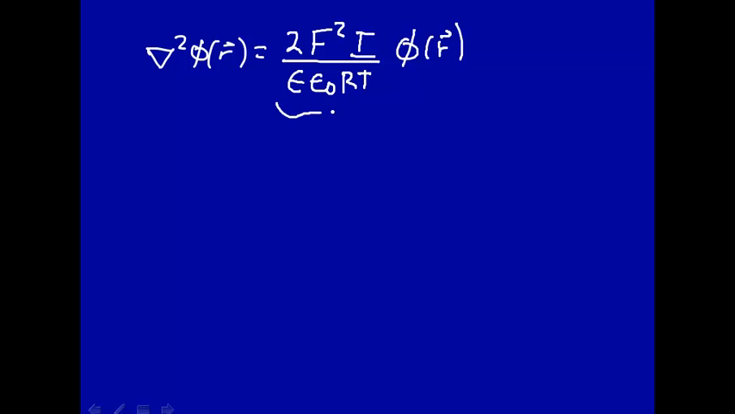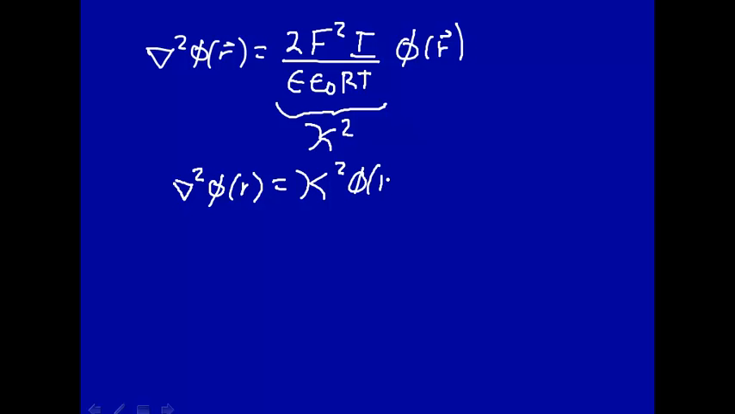And let's further simplify this. This is what scientists do. Let's give this a symbol, kappa squared. So now we have finally del squared phi(r) is the Greek letter kappa squared times phi(r).